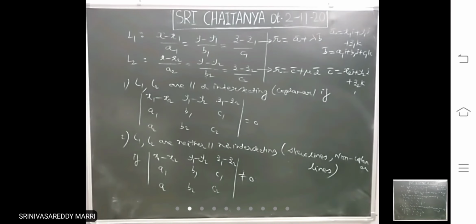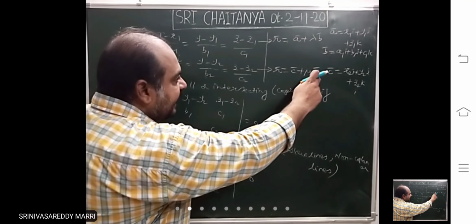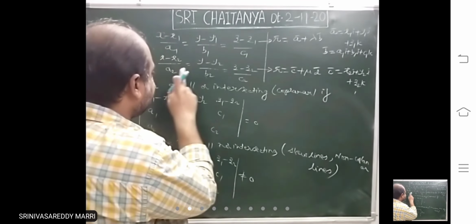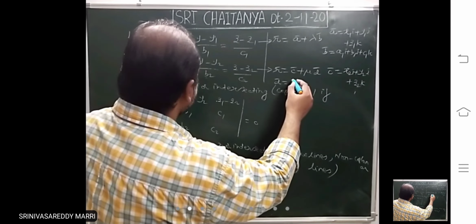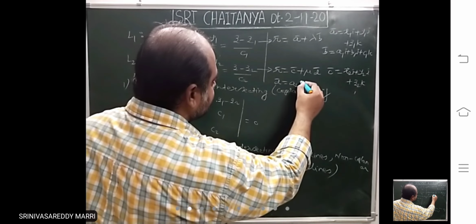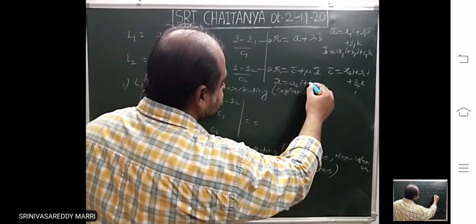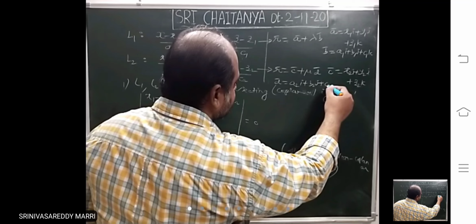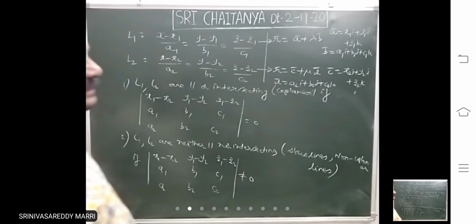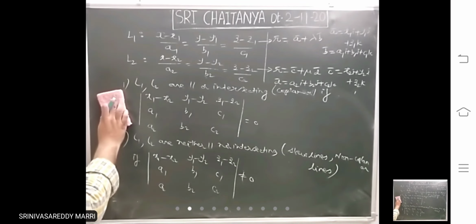Z2k. D bar means what? Direction vector of the second line. Direction vector means what? DRs. D bar equals A2i plus B2j plus C2k.